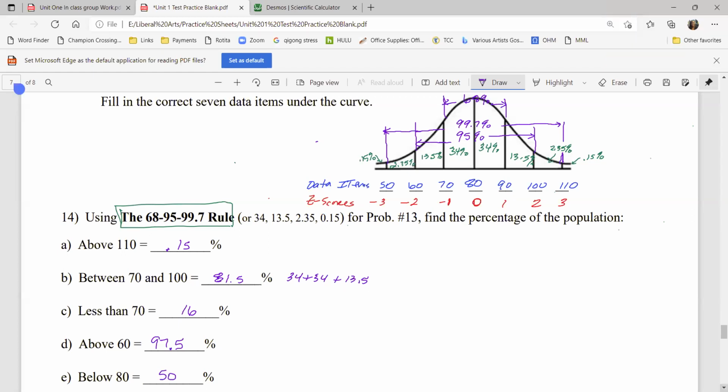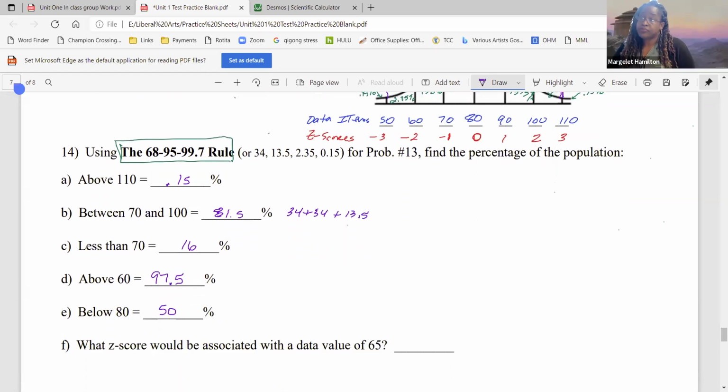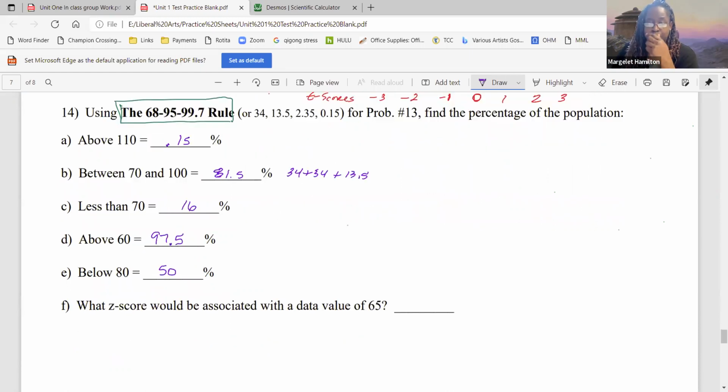Dr. Hamilton, how many of you said this is going to be on the test? I didn't. Oh, okay. But you don't have to worry. It's not going to be that many because you've got other stuff to look at.